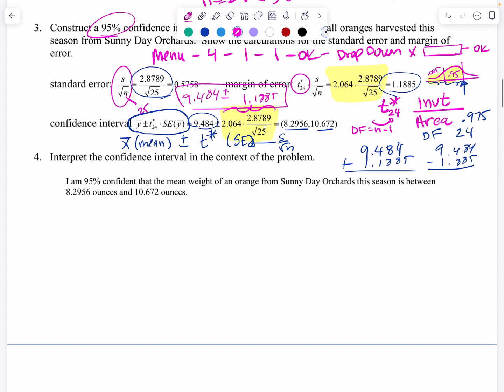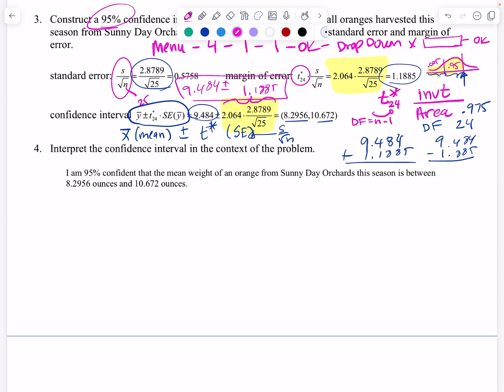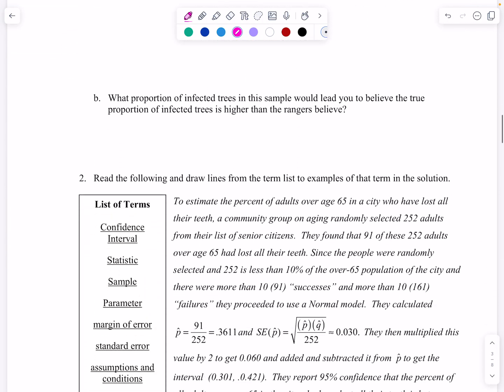All right, and to evaluate it, I am 95% confident that the mean weight of oranges from the sunny day orchards, so I'm just kind of copying everything that the question asked, is between 8.2 and 10.62 ounces. Make sure that you use the context. All right, let's move on now to the next part.